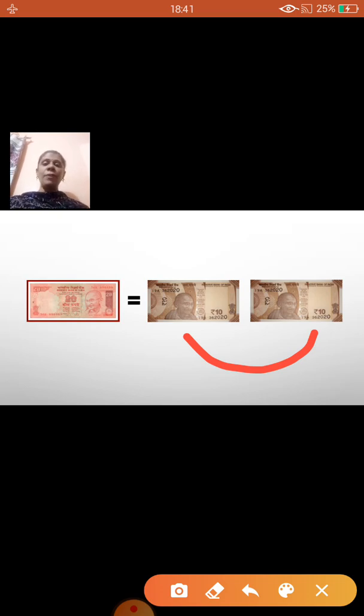20 rupees. Now if someone gives you a 20 rupee note and asks you for change of a 20 rupee note, what are you going to give? One 10 rupee note and one 10 rupee note. If you give that, it will become 20 rupees. Okay. One more 20 rupee. So now tell me what change you will give now. In the first 20 rupees you gave two 10 rupee notes. Okay, so it became 20.